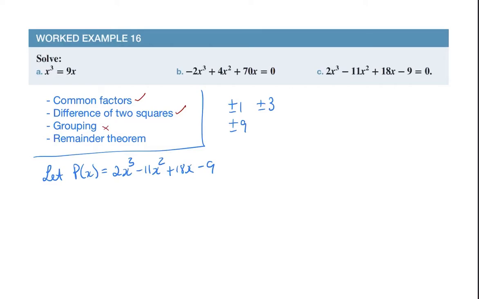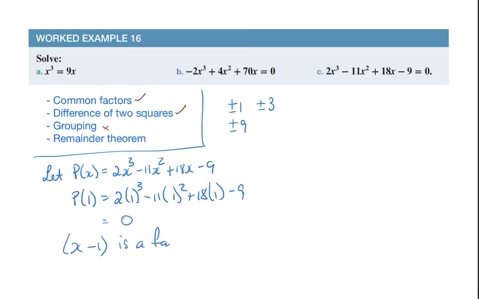Start with the easiest one. I'm going to start with plus 1. So P(1) equals 2 times 1 cubed minus 11 times 1 squared plus 18 times 1 take 9. If I calculate that, it equals 0. Which means that if P(1) gives me a remainder of 0, it means that x minus 1 is a factor.